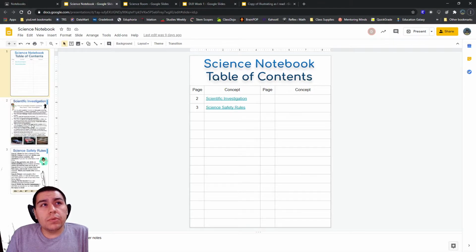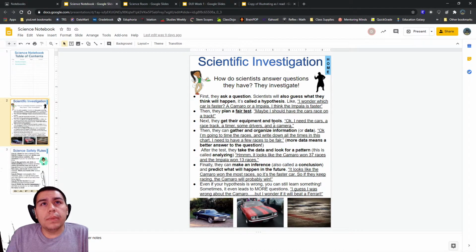So in our science notebook, we have some notes here about scientific investigation, and they even talk about an example experiment, something that we might actually do. So, scientific investigation is how a scientist answers a question that they have. And like it says here, how do they answer the questions they have? Well, they investigate. They see what is happening.